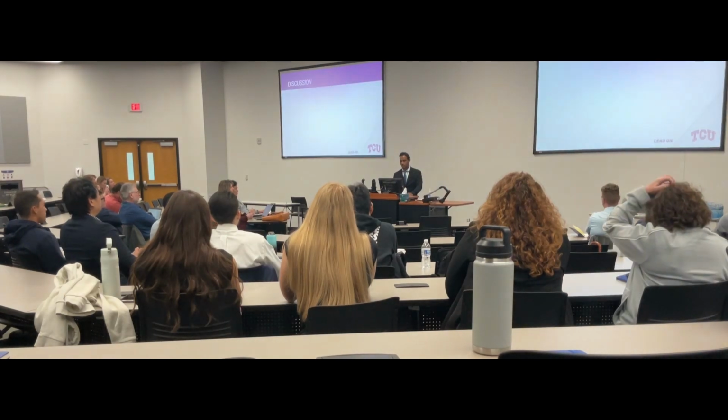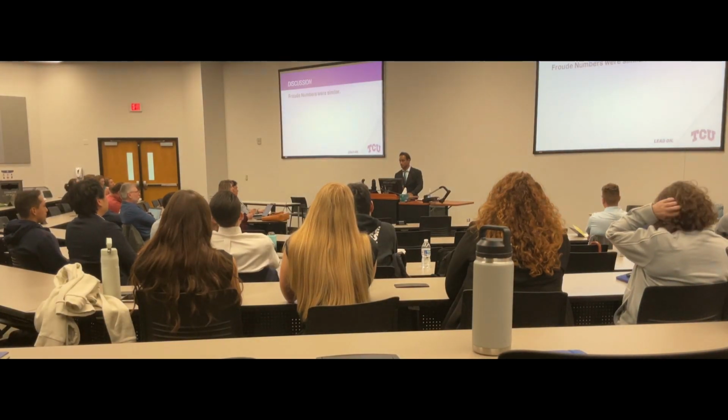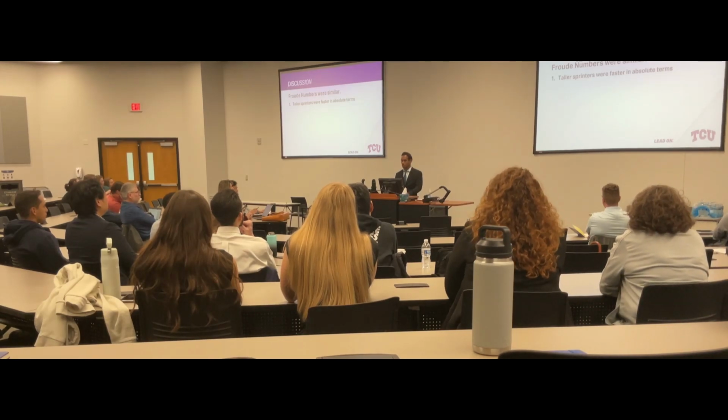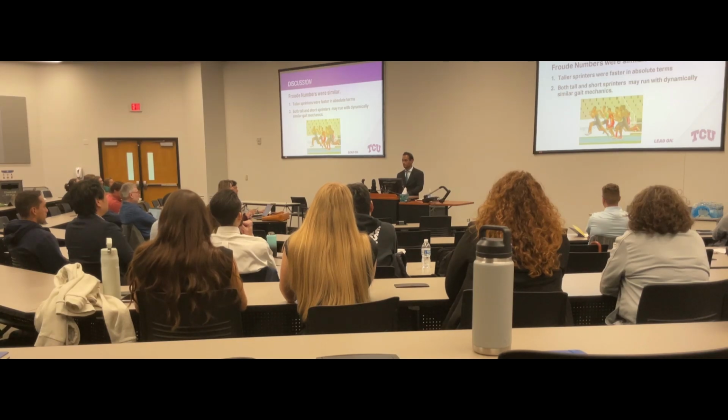In the discussion, since we found the Froude numbers were similar, that means taller sprinters were faster in absolute terms. And since the Froude numbers are similar, that also means tall and short sprinters are running similarly dynamically. So they run the same. So tall people are just the scaled up versions of short people.